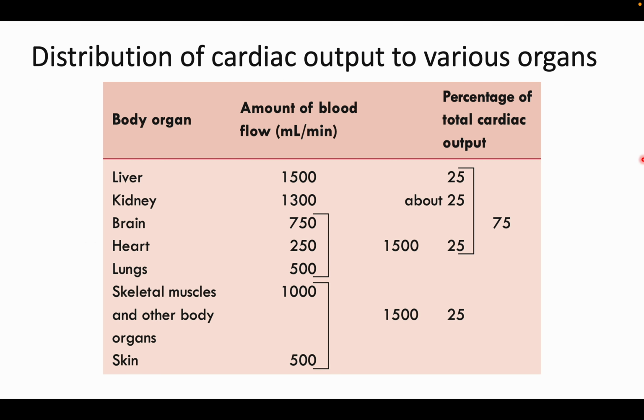Now we will see the distribution of this cardiac output to various regions. In this table you can see that the main areas of our body, like liver and kidney, take 50% of the cardiac output. If we take the brain, heart and lungs into the calculation, only these five organs take 75% of our cardiac output.